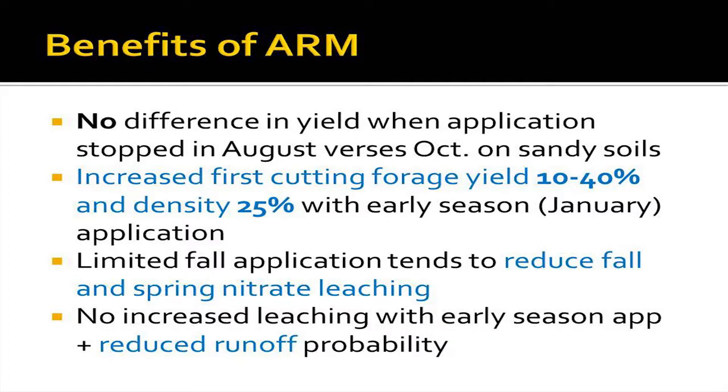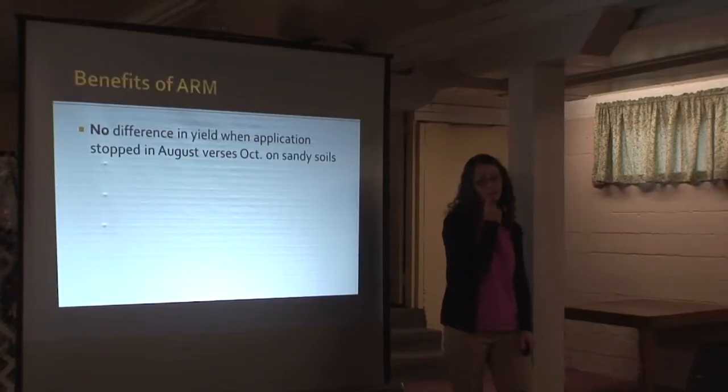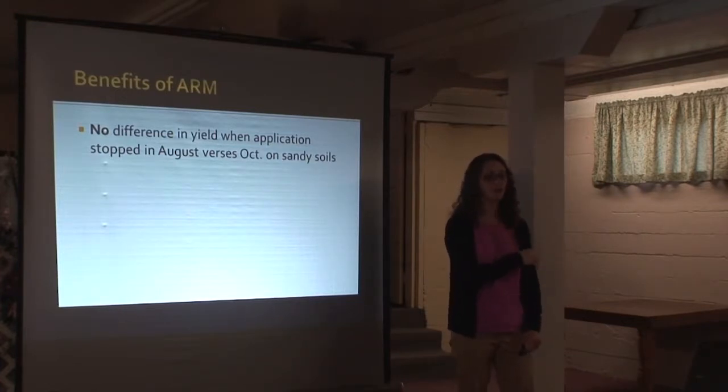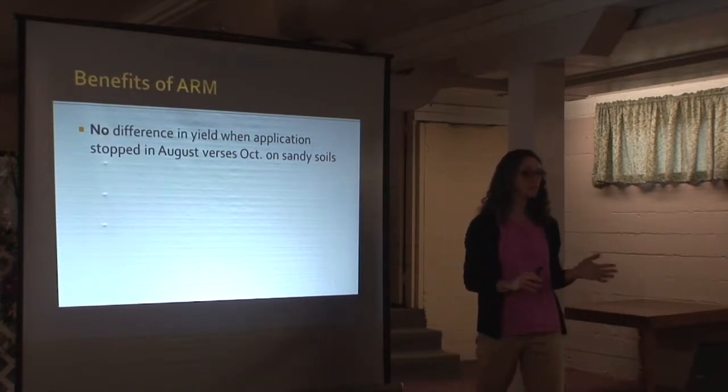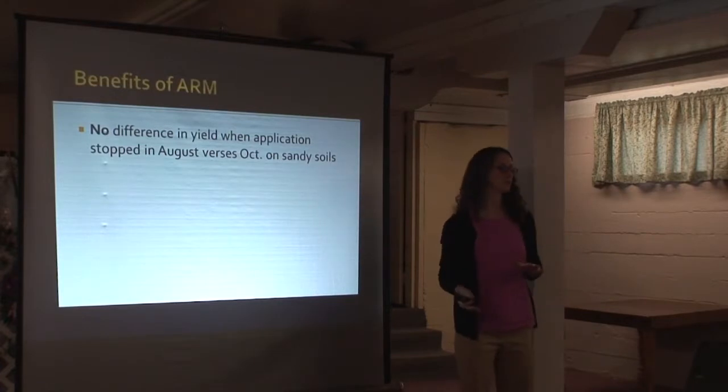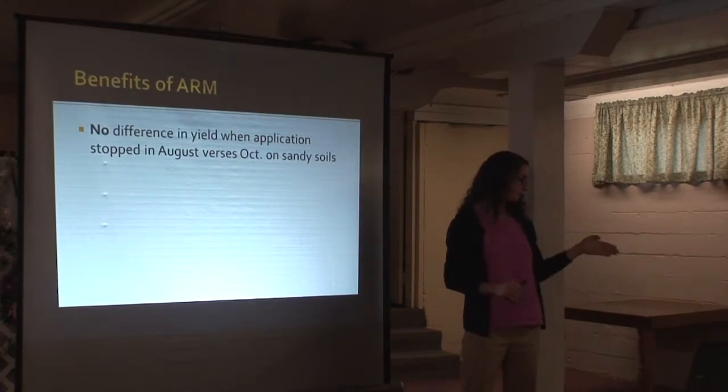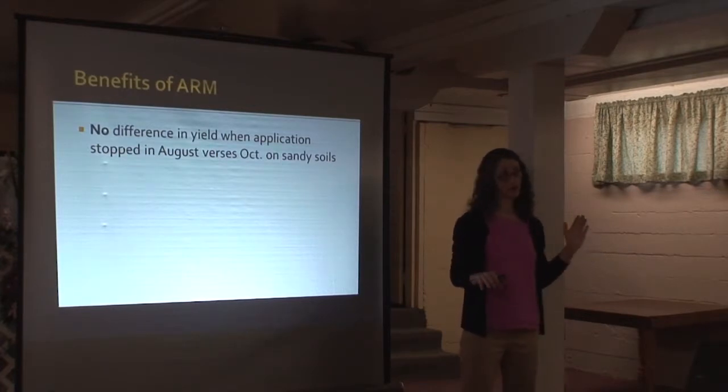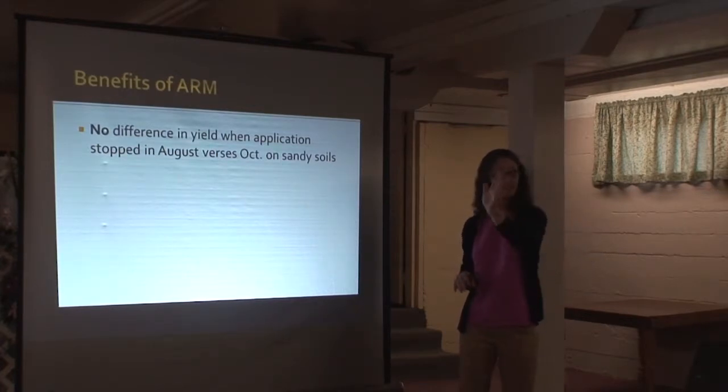So what we found, by the way, as I mentioned, we've done some local trials with this on fields, and we've looked primarily at this time on sandy fields. We had one field as well that had a higher silt and clay proportion. And what we found, for yield differences, is that if we stopped in October versus stopping in August, we saw no difference throughout that time period and into January.